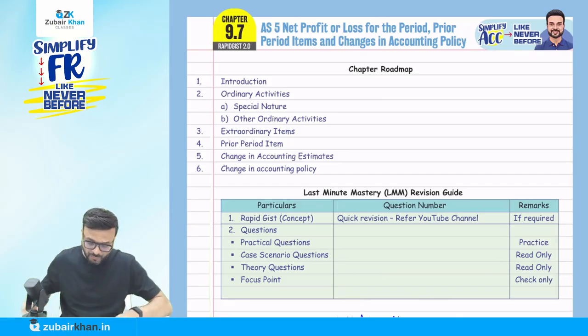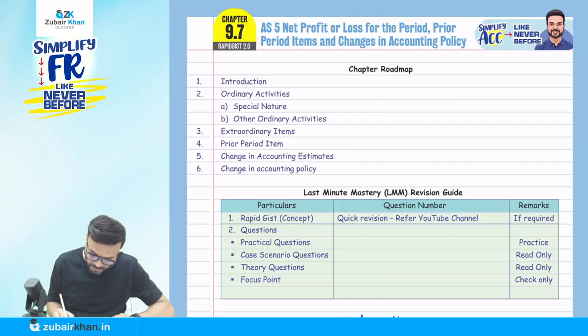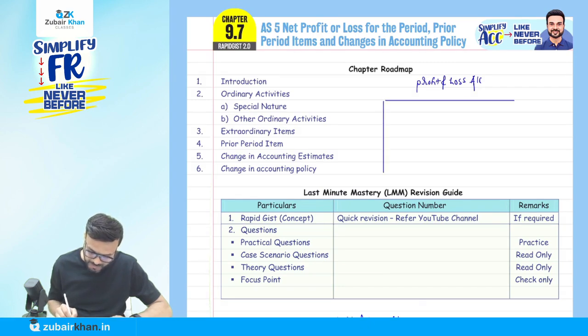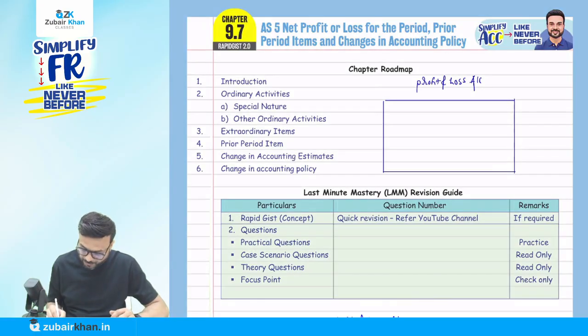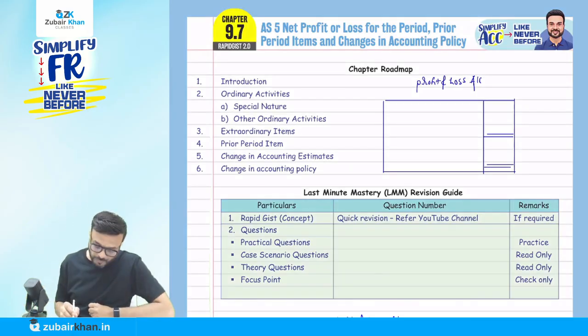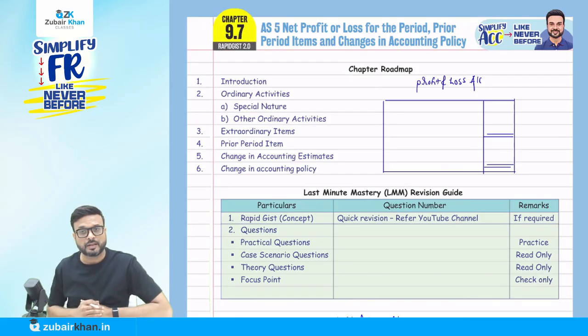Now imagine the profit and loss account in your mind. Suppose this is the profit and loss account. When I see the profit and loss account, there are so many items that come in it. To make it simple, we write it down as per Schedule 3: income, then expense. Now in my profit and loss account, there are so many types of items.